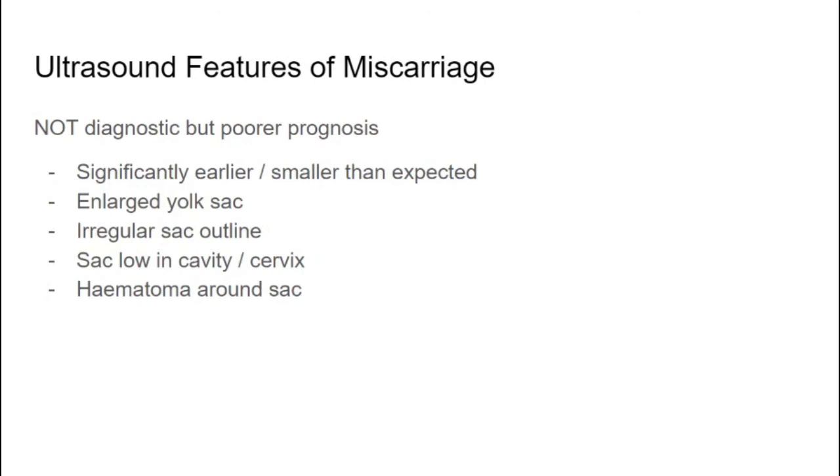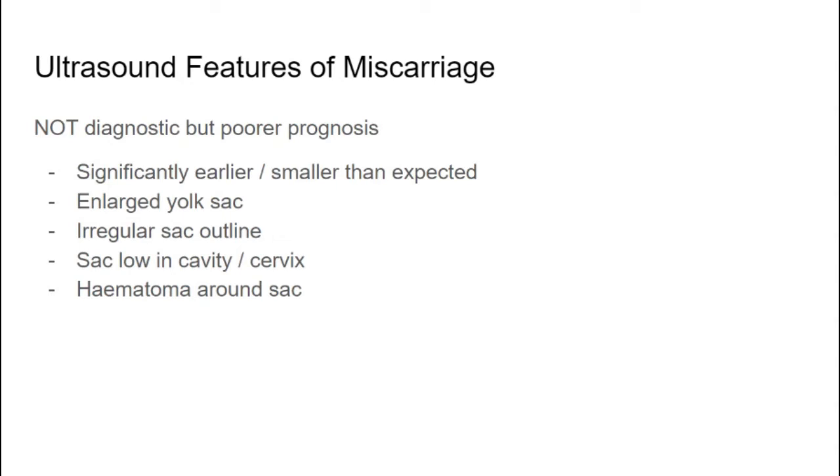So there are other features that you see that, although they're not diagnostic, they do demonstrate a poor prognosis. So you would still have to meet the definite scan criteria, but seeing these things would make you think this is more likely to be a miscarriage than an ongoing pregnancy. And it might just change how you counsel that woman, but you would explain that you would need to make that confirmation diagnosis.